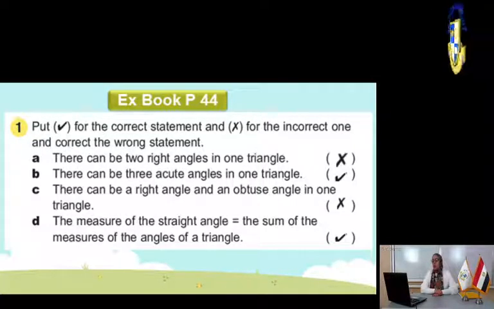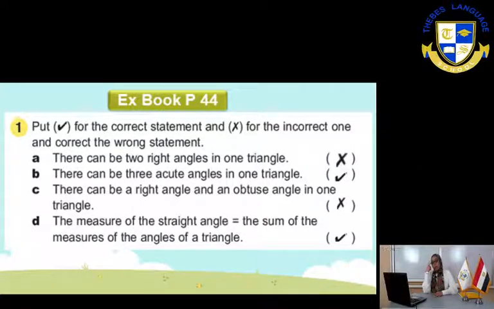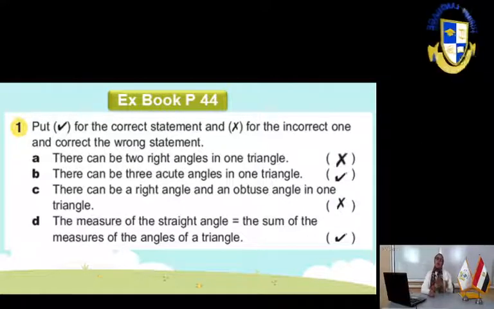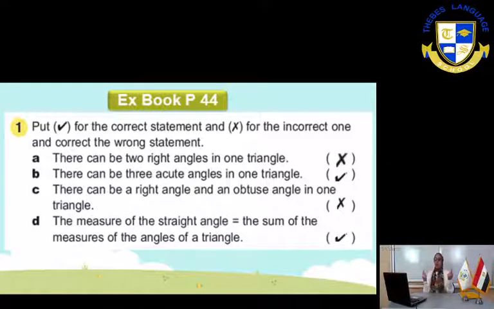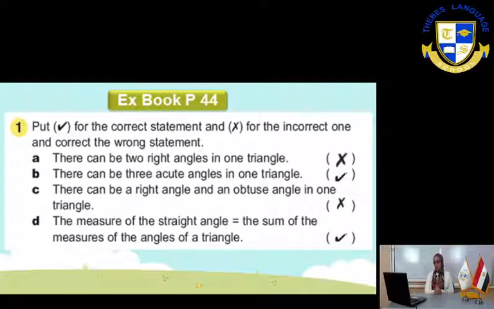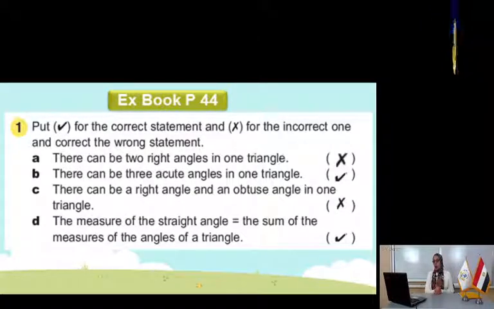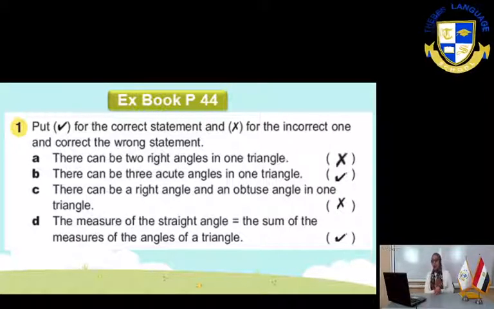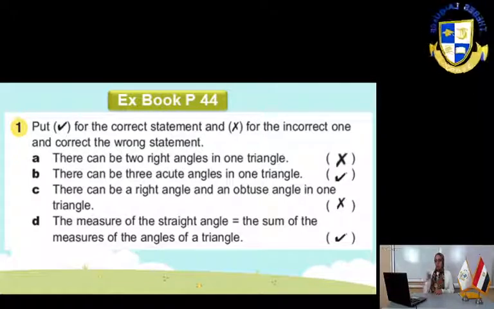B, there can be 3 acute angles in one triangle. Yes, of course, because the equilateral triangle has 3 acute angles. Number C, there can be a right angle and an obtuse angle in one triangle. Can we find an angle equal to 90 degrees and another angle more than 90? No, we can't. So we can correct this statement: there can be a right angle and 2 acute angles. Replace an obtuse by 2 acute angles.